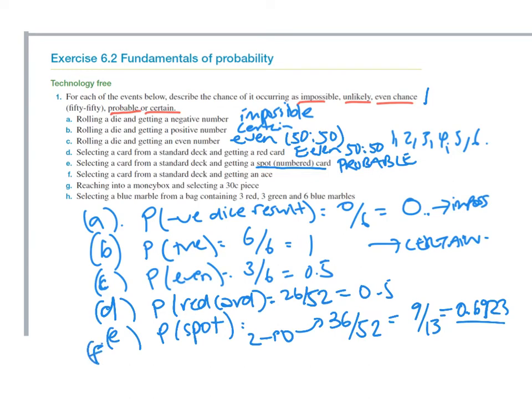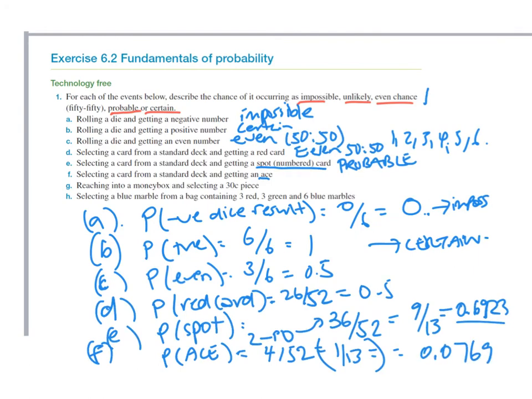Okay, question F. Selecting a card from a standard deck and getting an ace. There's how many aces in a pack? 4 out of 52 or 1 out of 13. Same. You don't have to do that. So 1 divided by 13 in my calculator is 0.0769. What are we going to call that?